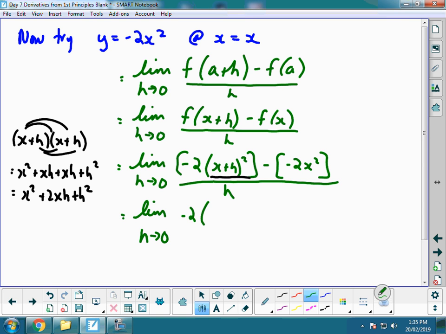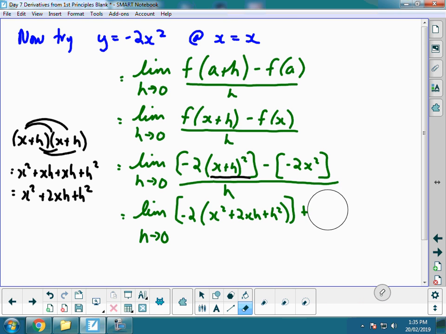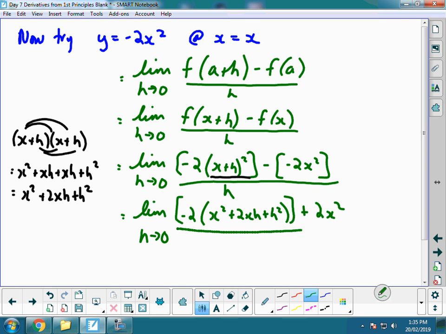to -2 x squared plus 2xh plus h squared, and then the other part is minus minus, so it's going to be a plus 2x squared, all over h.